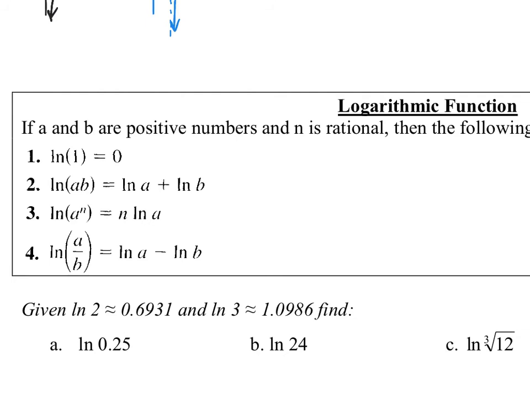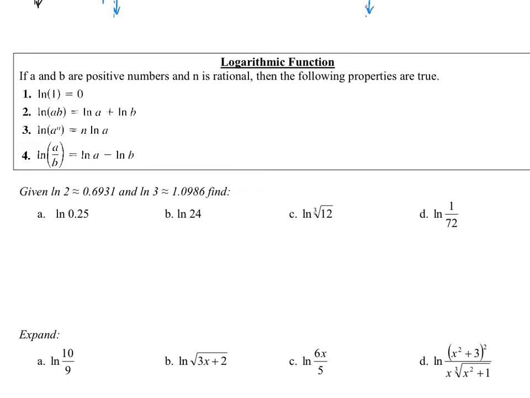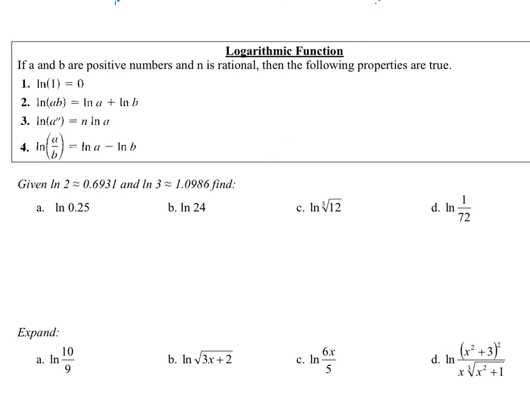Now, we can also use these properties to help us evaluate different functions if all we know are certain logarithms. So for example, if we know that the ln of 2 is 0.6931 and ln of 3 is about 1.0986, we could approximate the natural log of 0.25. How would we do that? So it's ln 2 minus ln 8. Maybe ln 5.